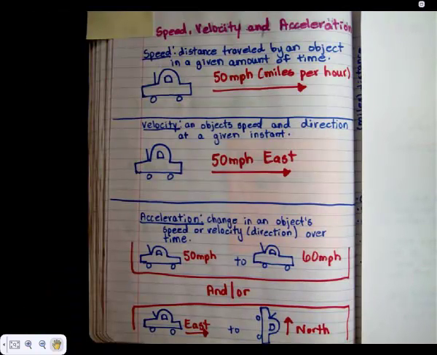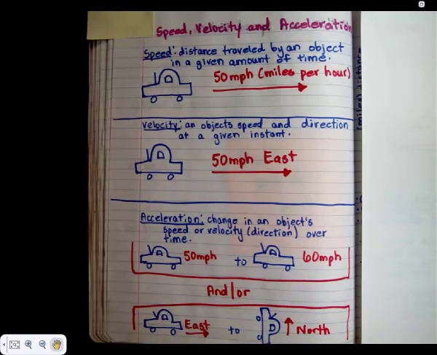On the next page, we are going to talk about the difference between speed, velocity, and acceleration. Speed is the distance traveled by an object in a given amount of time. For example, 50 miles per hour. Velocity is an object's speed and direction at a given instant. For example, 50 miles per hour east. Acceleration is a change in the object's speed or velocity over time.